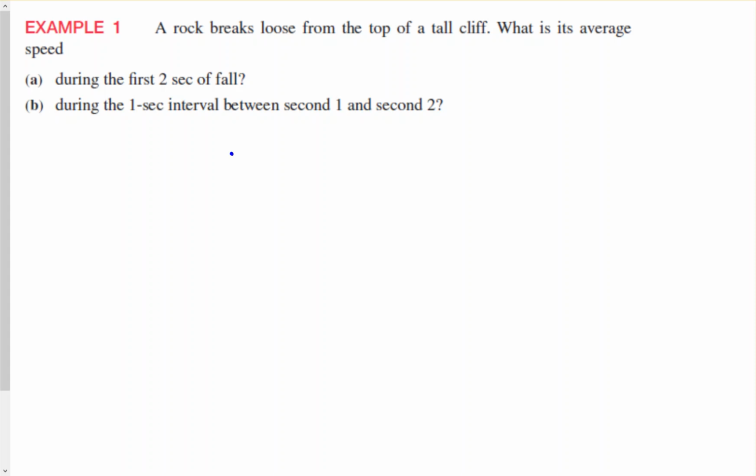So let's figure out the average speed during the first 2 seconds of fall. If we're using our formula, y equals 16 t squared, our time intervals are going to be between 0 and 2. So we're going to figure out what the distance fallen was at 0, which would be nothing, and then we figure out what's happening at 2, and then we do the average speed formula.